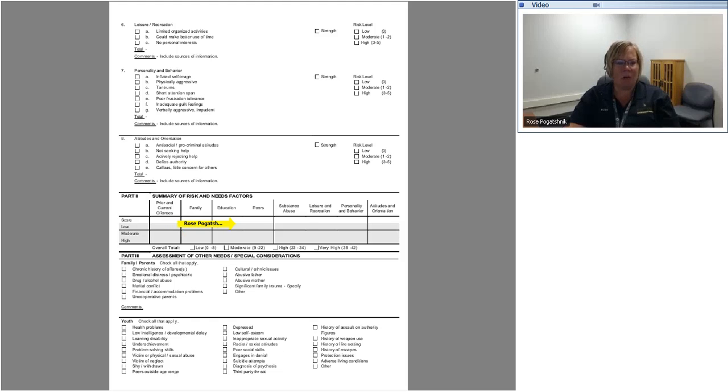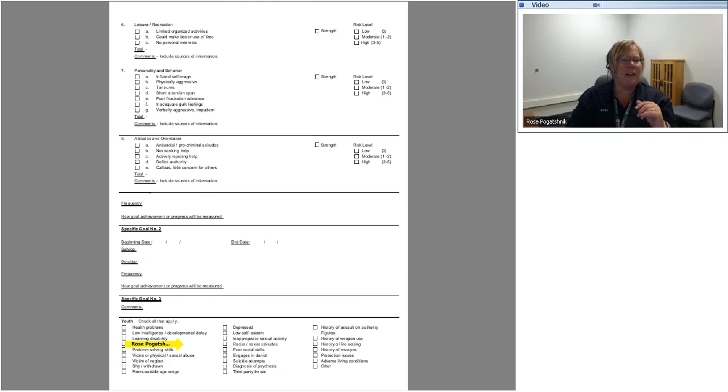We have an overall total. And then part 3 is assessment of other needs and special considerations. Where, if they have identified as LGBT or alternative orientation, we are going to assess that here. Other problems, where these don't fall under those first 8 categories but have an impact, we're going to be assessing them here.